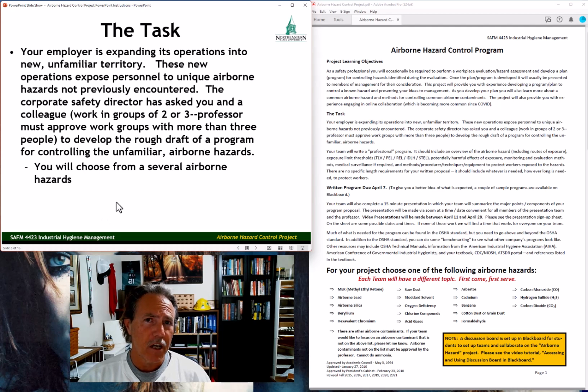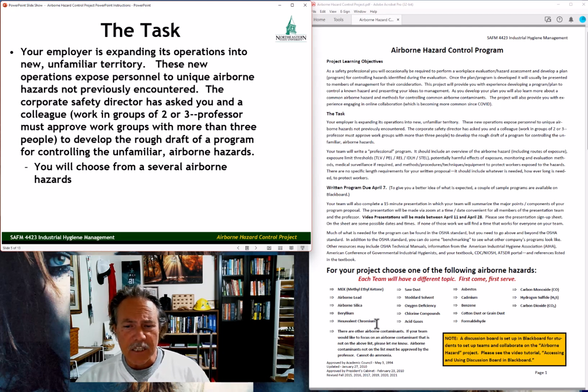And you will choose from several airborne hazards. And the airborne hazards that you can choose from are over on the right on the instruction sheet. We have methyl ethyl ketone, airborne lead, airborne silica, beryllium, sawdust, cadmium, benzene, cotton dust or grain dust. Looks like I've got about 18 of them here that are listed. Now, there are some other airborne contaminants that you could possibly work on. If your team has an idea for another airborne contaminant that's not on this list, let me know. Get it approved by me. It may be okay. Just let me know your idea, and we'll go from there.